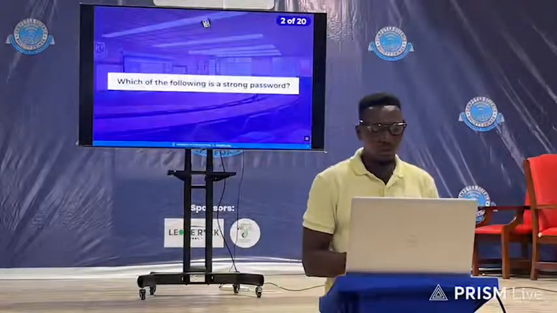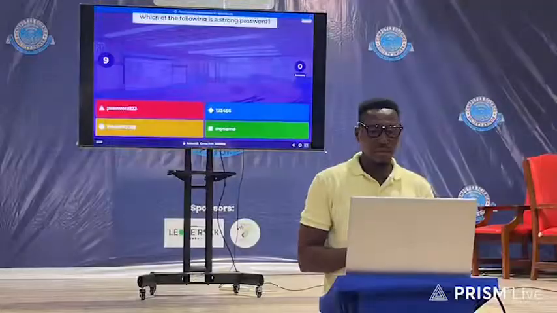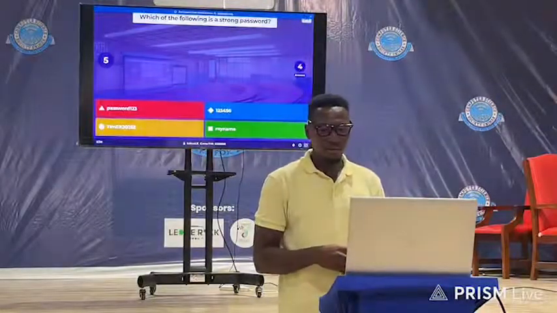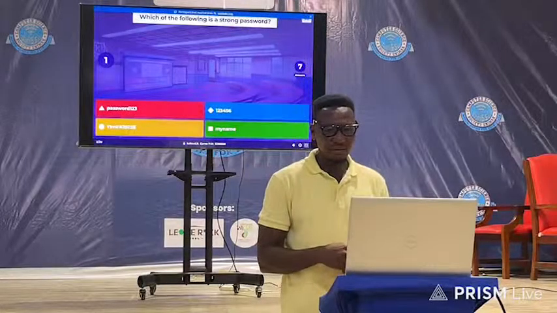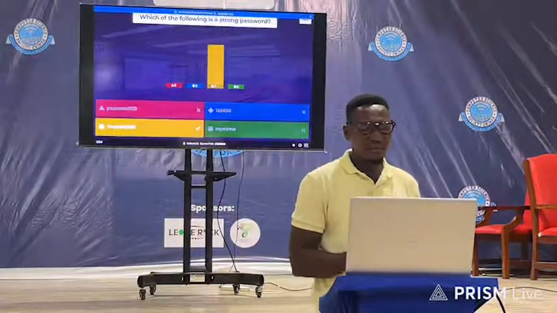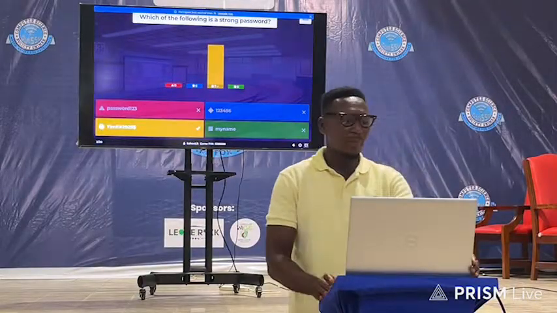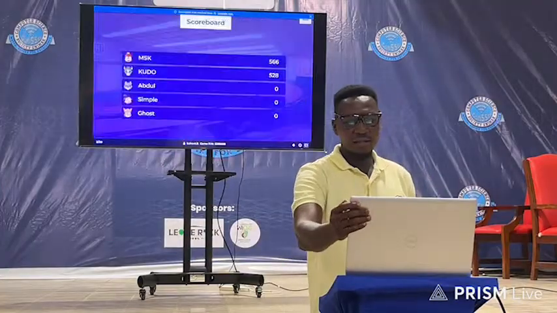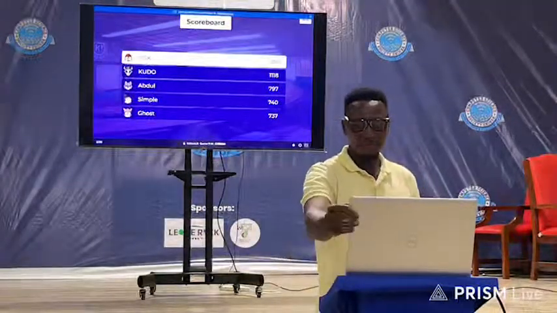The next question: which of the following is a strong password? And these are the passwords. We have a total of 7 answers. The strongest password among these is the one in yellow, right? Yellow, yeah. Now let's see the leaderboard. MSK.